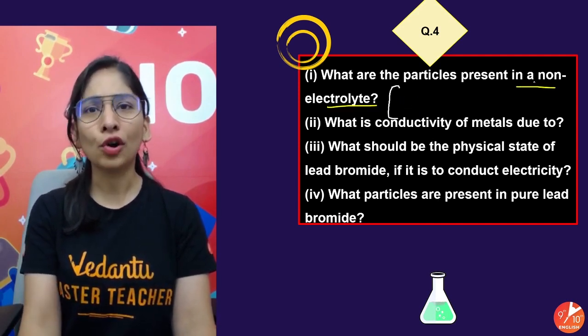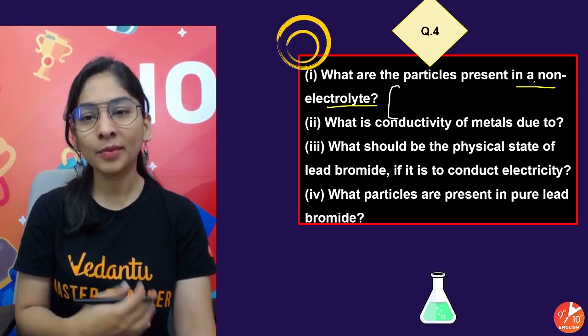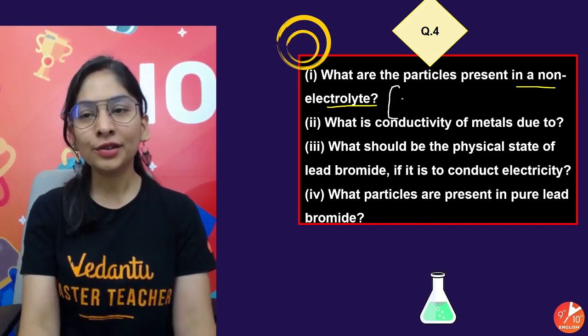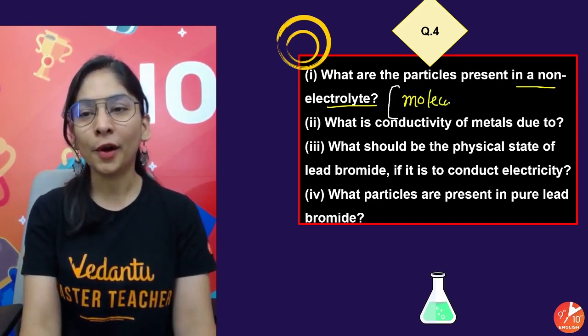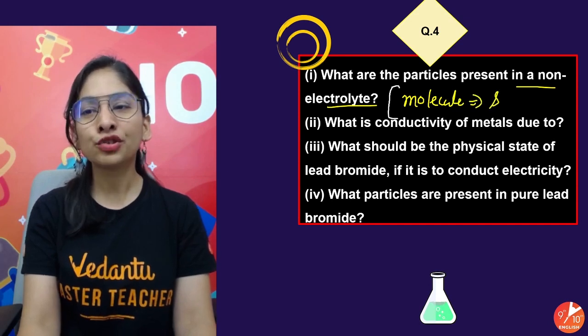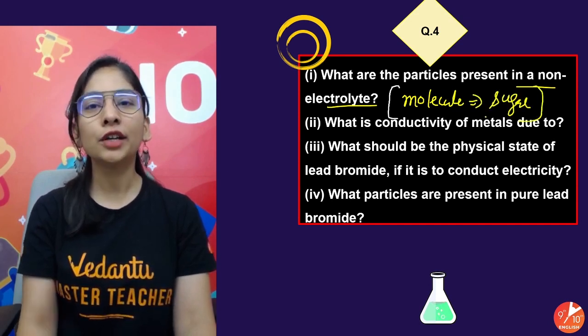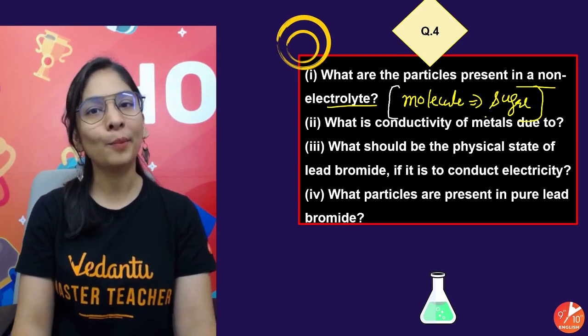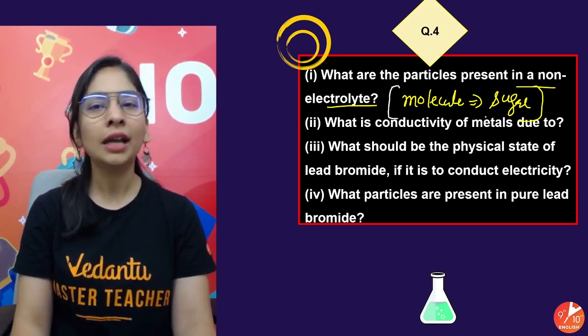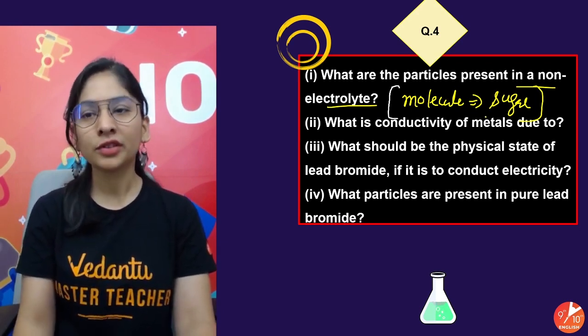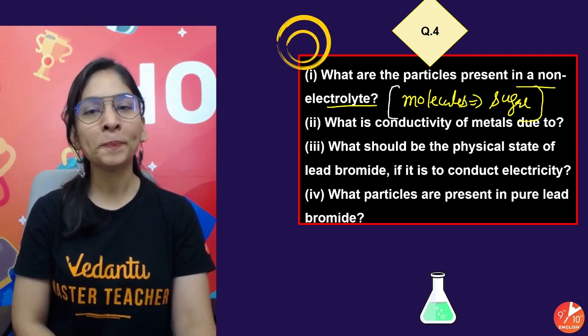A non-electrolyte is something that's not going to dissociate into ions, because that's not an electrolyte. So that will always be in the molecular form. I'll give you an example: sugar. Even if you put it in water, that's a covalent compound, not going to dissociate into ions. It will be there in the molecular form. So you'll say molecules.